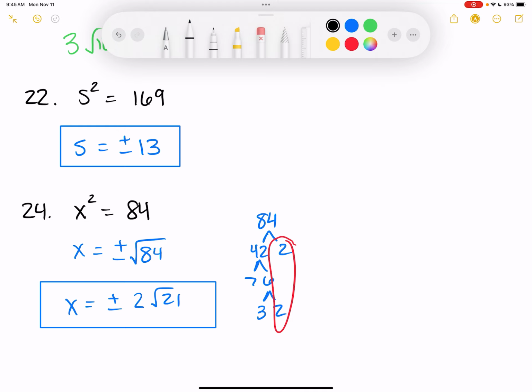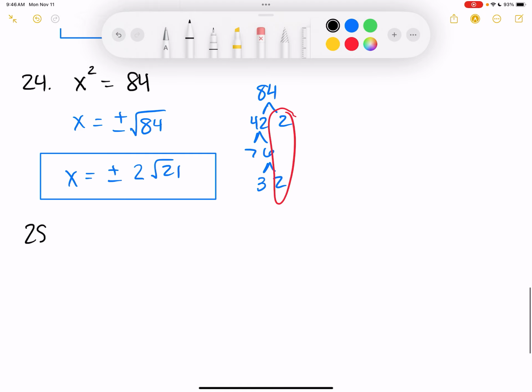Can't look over your big. Alright, 28. 7r squared minus 10 equals 25. Oh, it's a difference of two squares. No, it isn't.